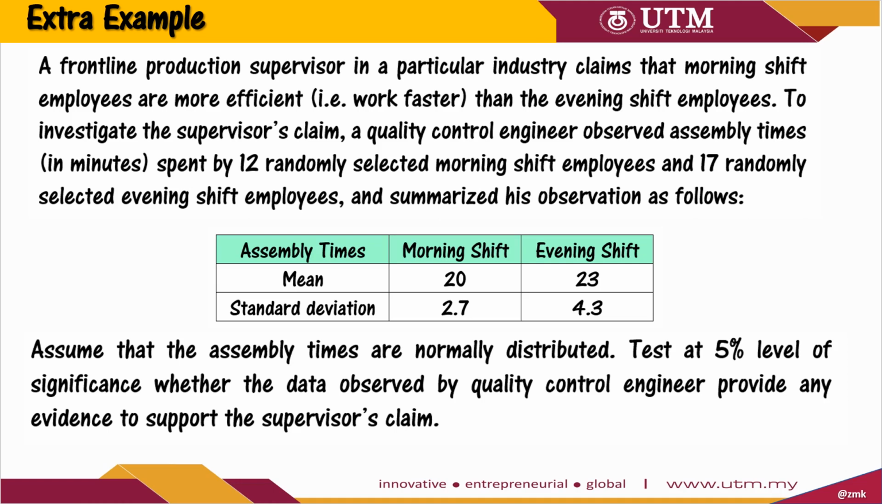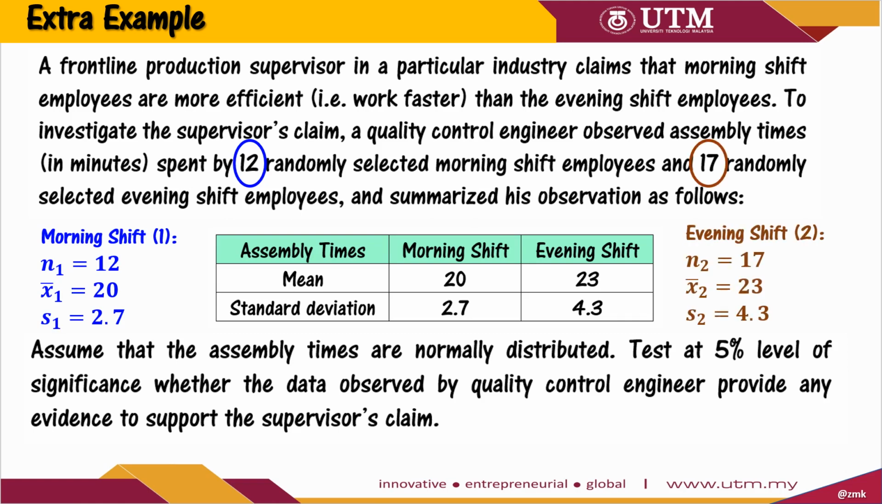Suppose sample 1 refers to data from morning shift and sample 2 from evening shift. We can list down n1 equal to 12, x bar 1 equal to 20, and s1 equal to 2.7. Likewise, we can also list down n2 equal to 17, x bar 2 equal to 23, and s2 equal to 4.3. Next, what is the problem we want to solve here?